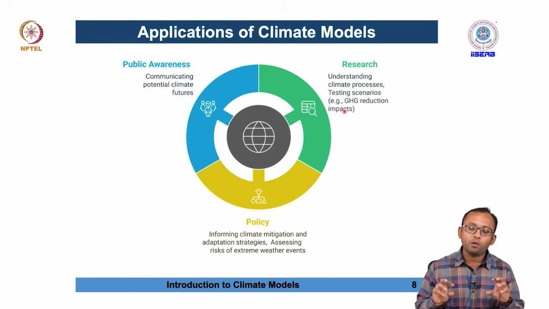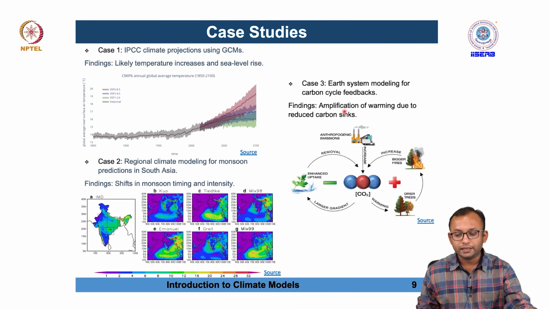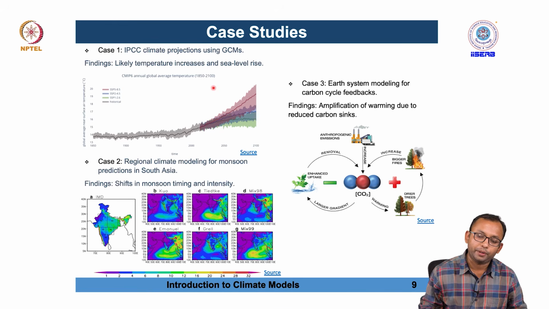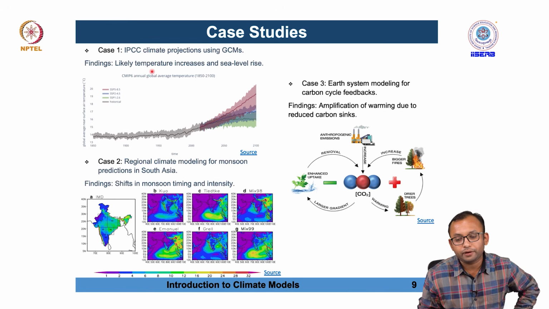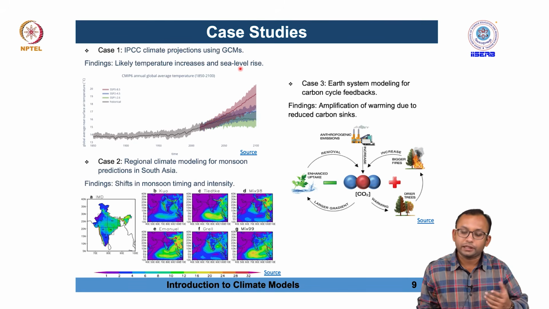So this is overall the application of the climate model when we are using an already set up model in certain regions. Some case studies tell you how the climate model can be used. For example, in case study 1, IPCC climate projections use global circulation models, and their finding is that temperature is likely to increase and sea level will also increase at the same time.